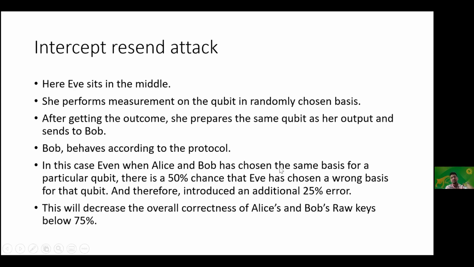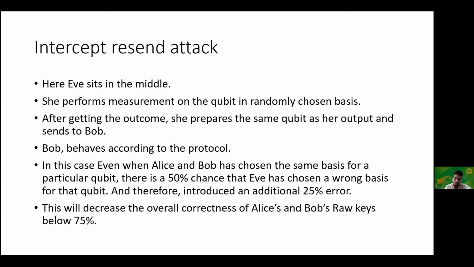Intercept-resend means Eve will sit in the middle, receive all the photons coming from Alice, measure them in her own randomly chosen basis, and then send Bob the outcomes. So if Alice sends an H photon, but Eve doesn't know, she measures in the DA basis, she will get D or A as the outcome. And then whatever she gets, if she gets A, she will send A to Bob. So even though Alice is sending H, Bob will receive A.